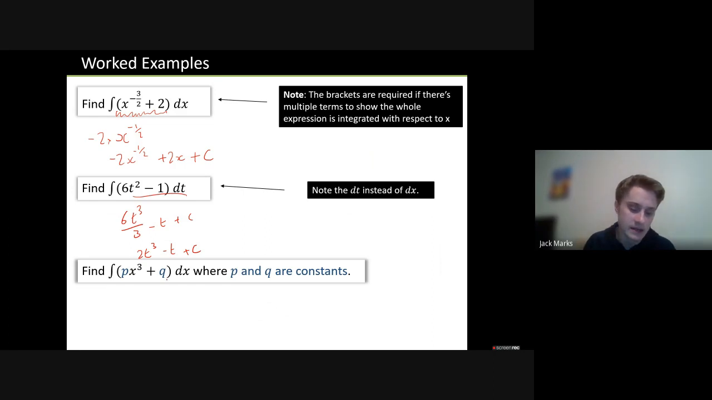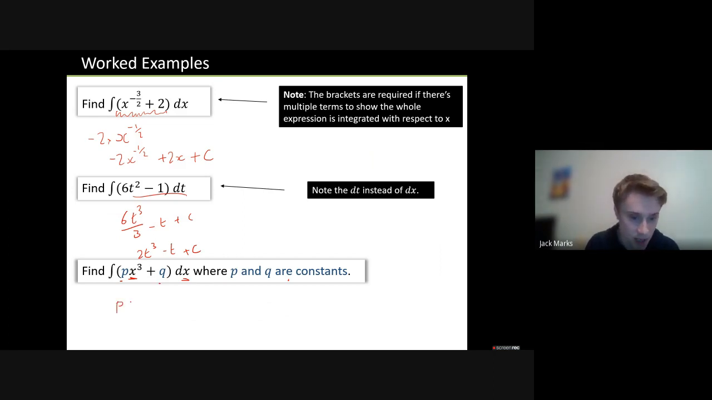Now, you need to be a little bit mindful of the letters sometimes in situations such as this. So here, we're integrating the x's. So what are the p's and the q's? Well, they're just constants. So you need to just treat them like numbers. So imagine p was the number 4 and q was the number 5. What would you do with them? Well, you'd just leave them there. And if there were any numbers, you would multiply the numbers by them.